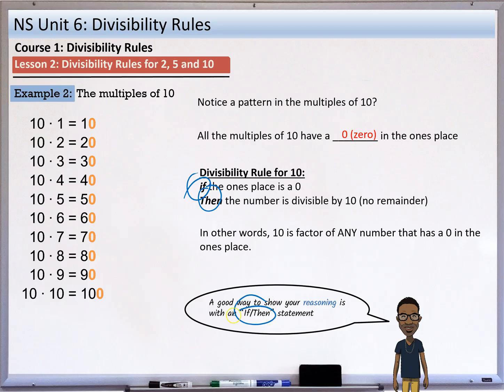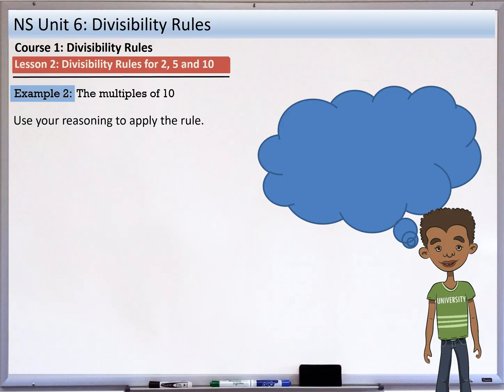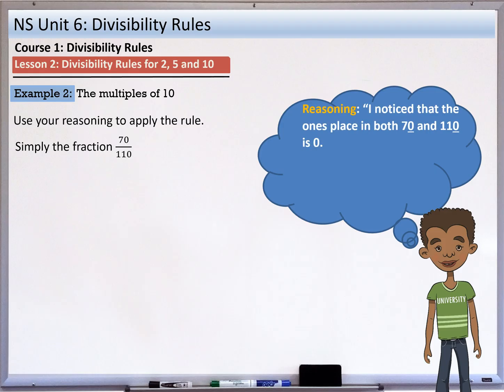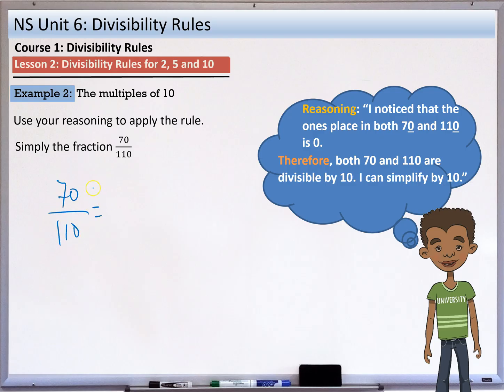And a little note here, another way of showing your reasoning is if, then. Let's go ahead and apply that. So 70/110. One way you can apply your reasoning is, I notice that the ones place in both 70 and 110 is 0. Therefore, both 70 and 110 are divisible by 10. I can simplify by 10. So I take 70/110, I divide both numerator and denominator by 10, and I get 7/11 as my answer.